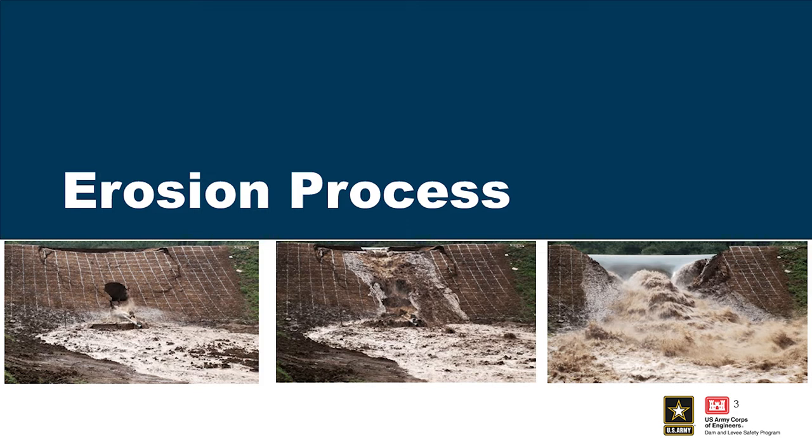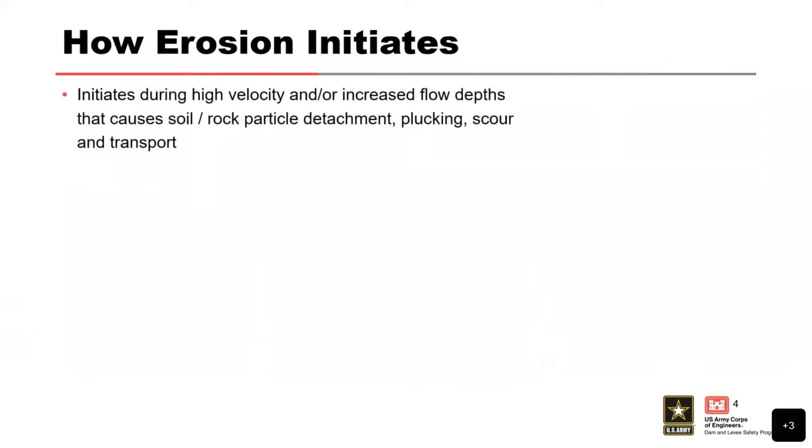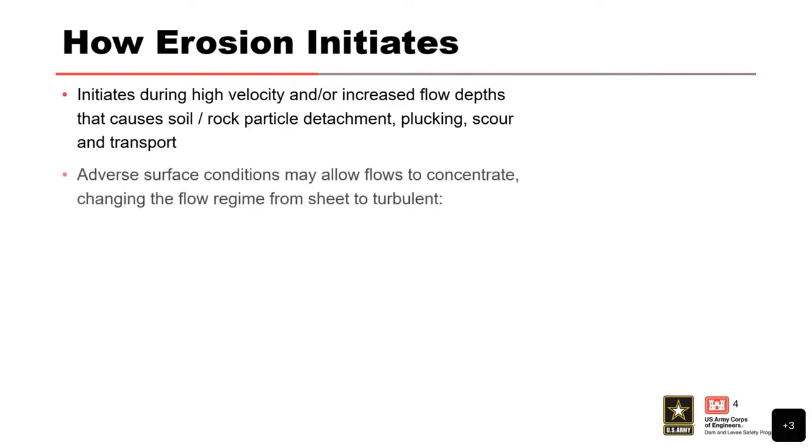What does erosion look like? So how does it initiate? Erosion generally initiates during periods of high flow velocity or increased flow depths that causes soil or rock particle detachment, plucking, scour, and transport. However, it's important to note that high velocity in and of itself doesn't guarantee that erosion is going to initiate. It's also dependent on the physical characteristics of whatever material the water is flowing over. So whatever characteristics that rock or soil has, it's going to define whether or not the flow velocity or flow depth is sufficient to initiate erosion.